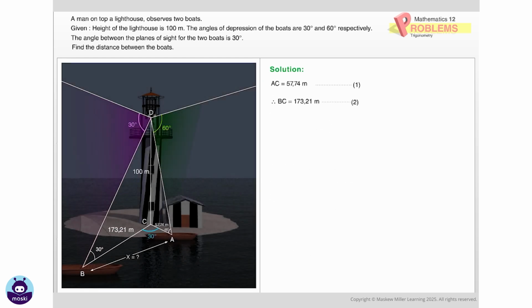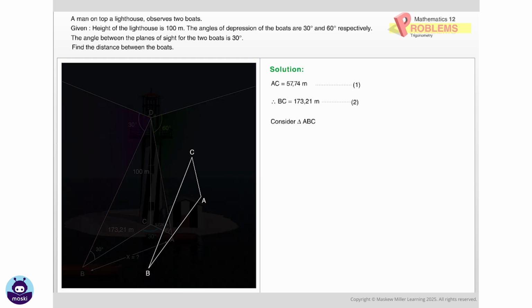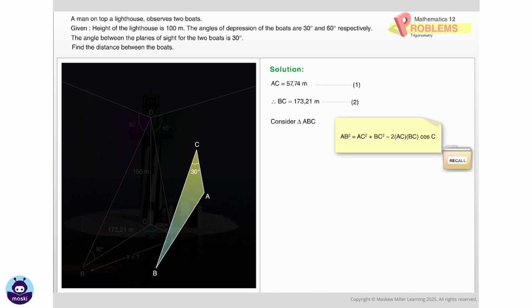Now, let us find the distance between boats A and B. Consider triangle ABC. In this triangle, we can apply the cosine rule to find AB. Recall the cosine rule. Here, angle C is 30 degrees. AC is equal to 57.74 meters. BC is equal to 173.21 meters.